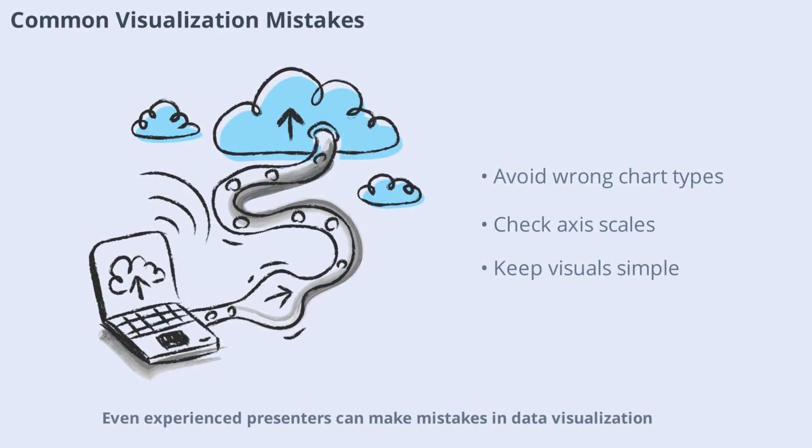Even experienced presenters can make mistakes in data visualization. Common errors include using the wrong chart type, distorting axes, or overloading visuals with information. These mistakes can mislead viewers or obscure your message. Always review your visuals for clarity, accuracy, and relevance. Learning from common pitfalls helps you create more effective presentations.